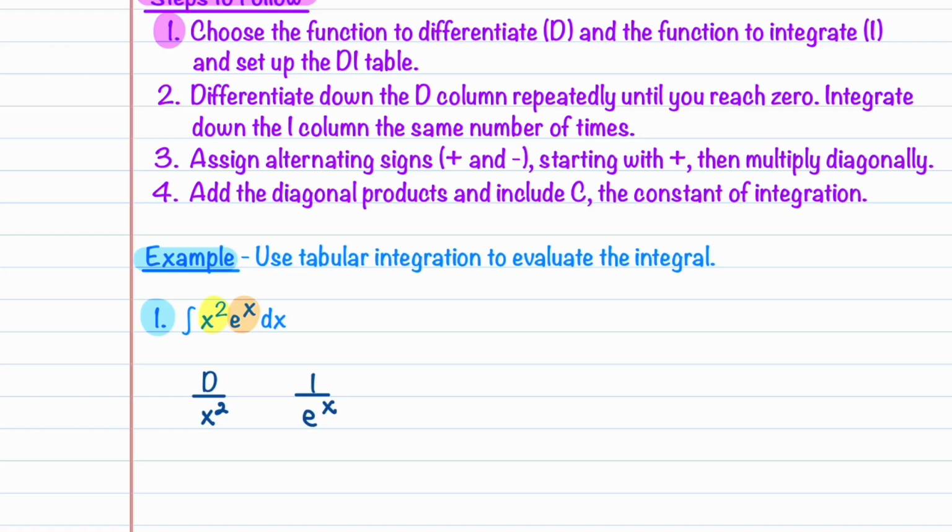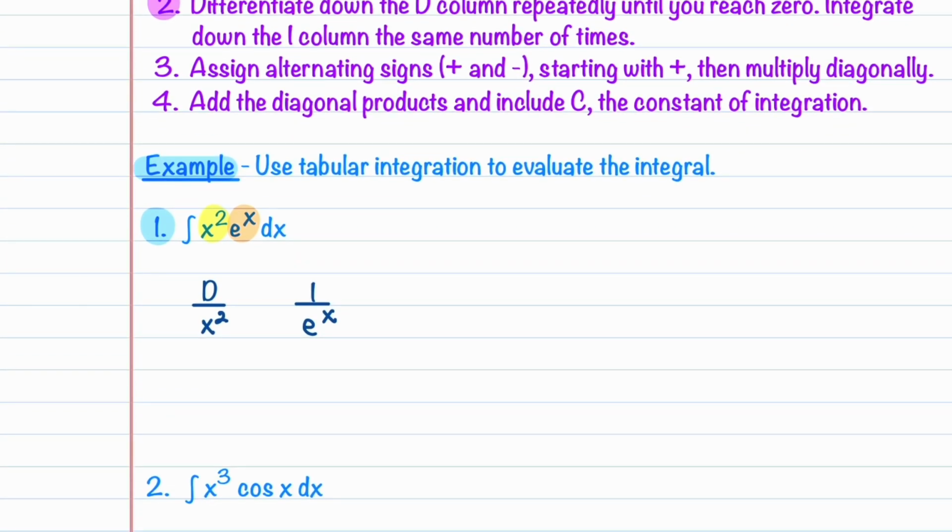Now let's go back up to the top and look at step 2. What we need to do is differentiate down the d column until we get to 0, and then we're going to integrate down the I column the same number of times. Let me show you what this looks like.